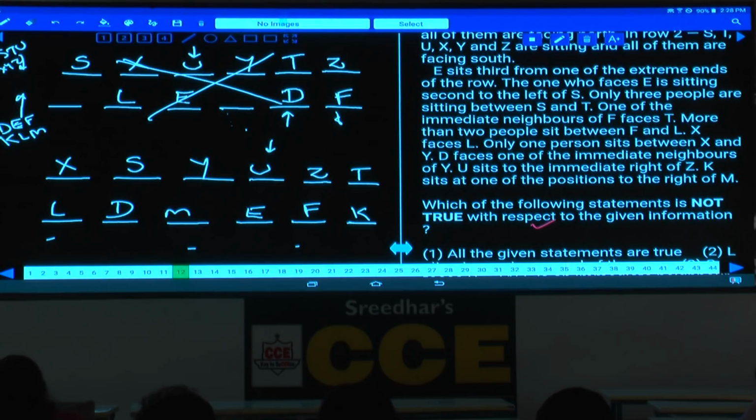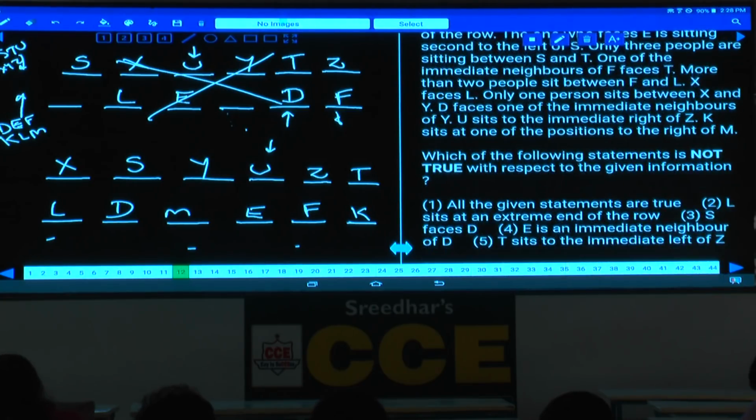Then 12th one. Now 12th one is also based on this. Which of the following statements is not true? That means now we should find which among the following statements is definitely false. Then choice 2. L sits at an extreme end of the road. True or false? It is definitely true. And third one, S faces D. S and D are facing each other. That is also true. E is an immediate neighbor of D is false.